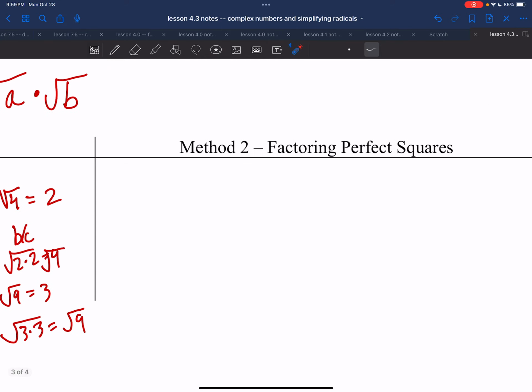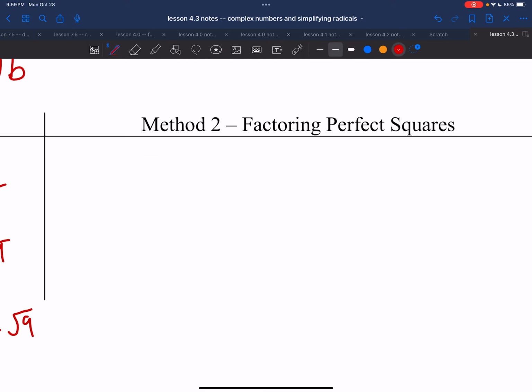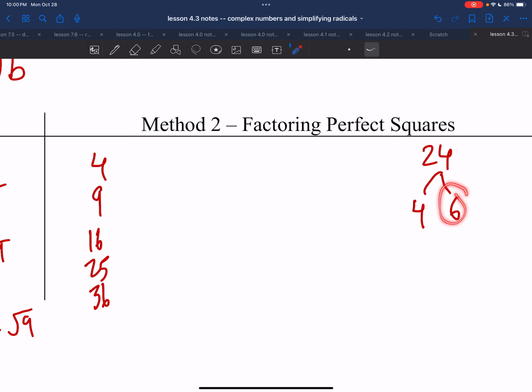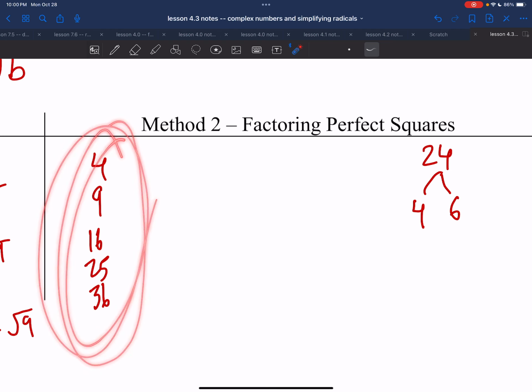Okay, method 2 is factoring perfect squares, and this is how I do it, really. Just think about perfect squares, 4, 9, 16, 25, 36. What are your perfect squares that go into a number? So 24, we just know from the perfect square list here that the number that goes into 24 is 4, and 4 times 6 makes 24. And looking at 6 and knowing its factorization, 6 is not divisible by any of these perfect squares.